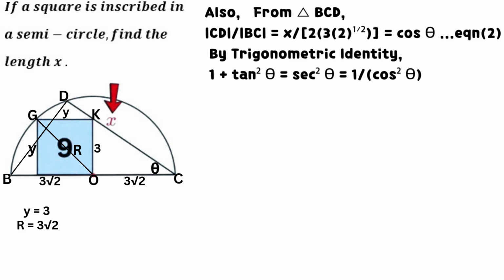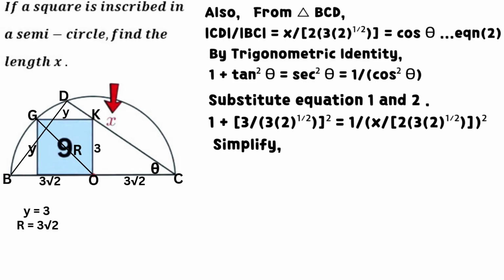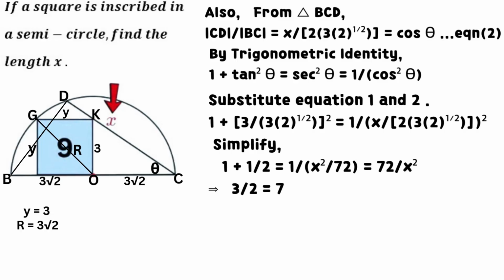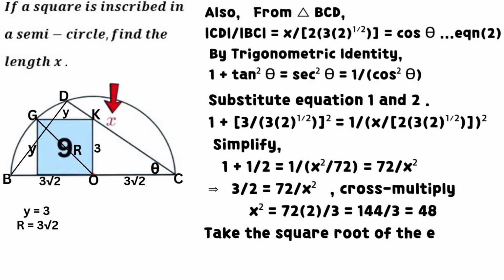By trigonometric identity, the sum of 1 and tan square theta equals secant square theta, which equals 1 over cos square theta. Substitute equation 1 and 2. This implies that the sum of 1 and the square of 3 divided by 3 times the square root of 2 equals the reciprocal of the square of x divided by 2, multiplied by 3 times the square root of 2. Simplify further, so that the sum of 1½ will equal 72 divided by the square of x.